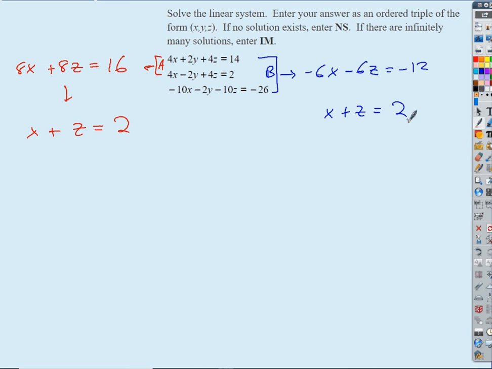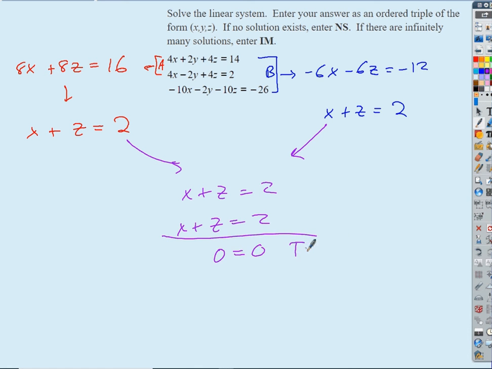So that's how it works when we combine these. Would no solution be if it was parallel? No solution is going to be if they're all parallel, exactly. So in this case, I get 0 equals 0, which is true, and so we know that we've got an infinite number of solutions of some kind.